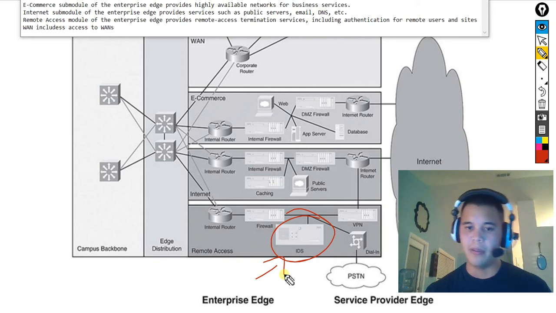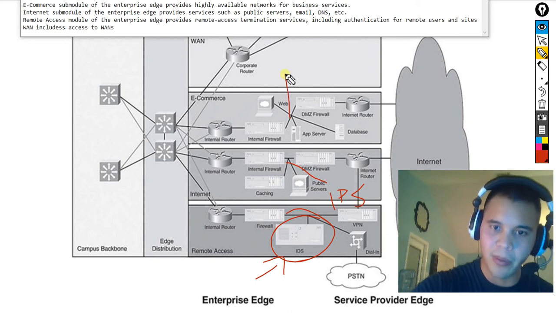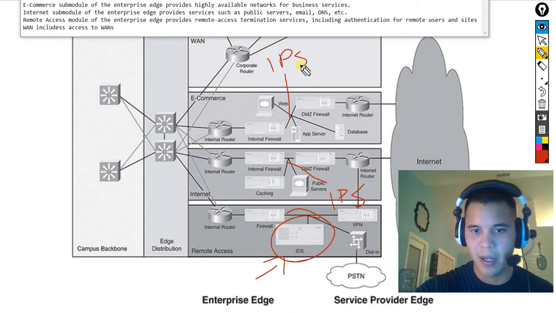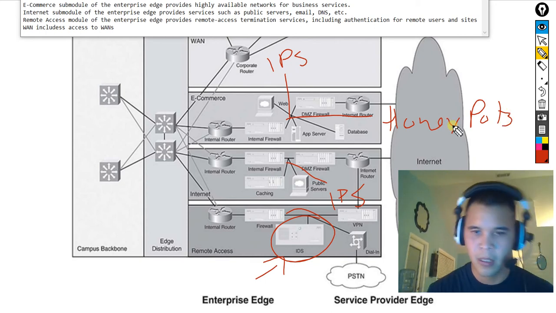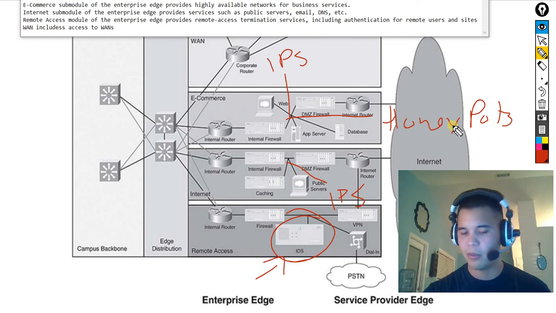That's what IPSs do. And you could add an IPS right here. You could add an IPS right here as well. And this is also where you could have honeypots as well. Honeypots. Can't really spell. So you could put it anywhere in your enterprise edge device or enterprise edge module. Okay.